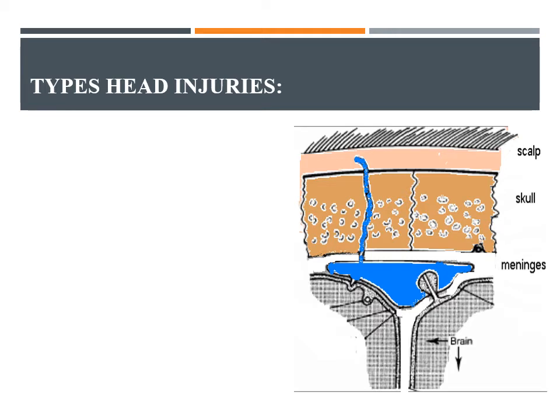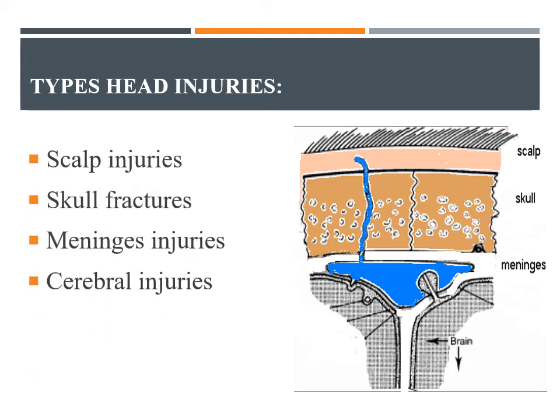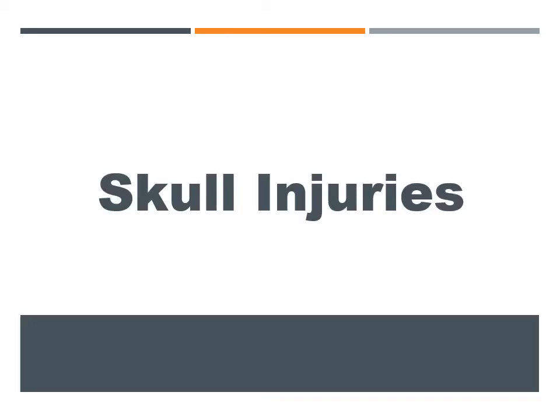Types of head injuries: scalp injuries, skull fractures, meningeal injuries, which are subdural hemorrhage, extradural hemorrhage, and subarachnoid hemorrhage, then cerebral injuries, which are concussion, compression, or brain laceration. In our section, we will talk about skull injuries.